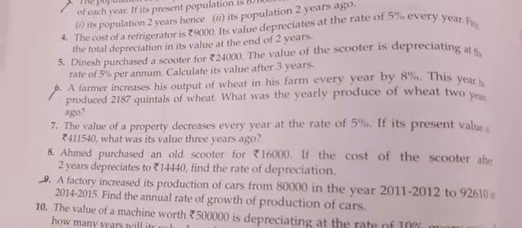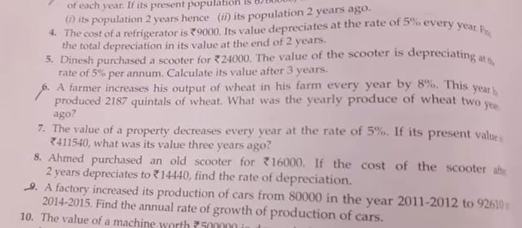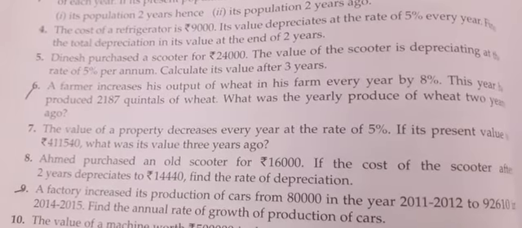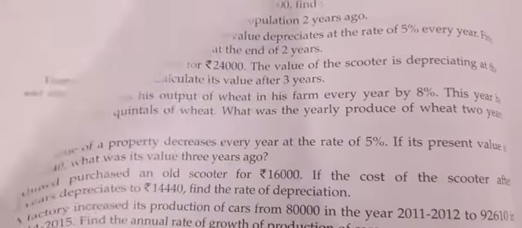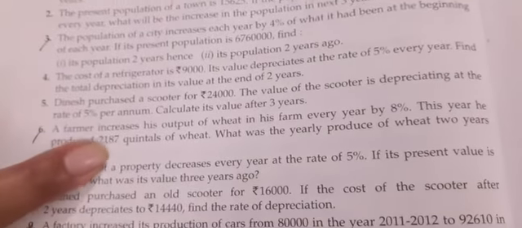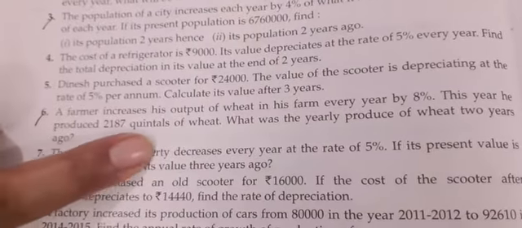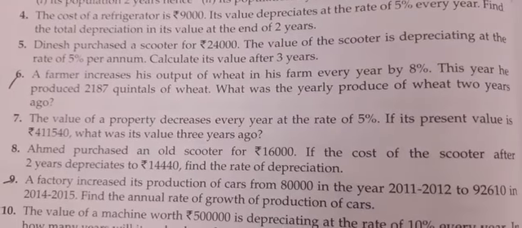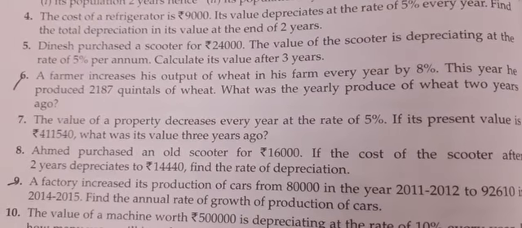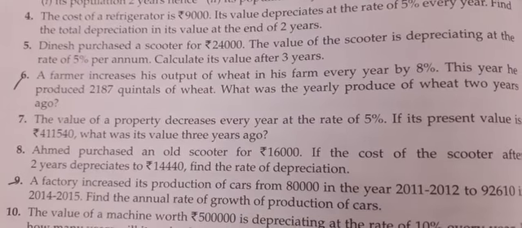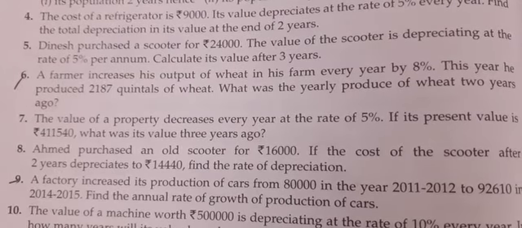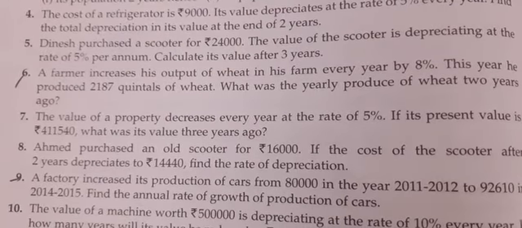A farmer increases his output of wheat in his farm every year by 8%. His production every year increases by 8%, that is the growth rate. This year he produced 2187 quintals of wheat. This is this year's production. What was the yearly produce of wheat 2 years ago? So we have to find out what was the production of wheat in his field 2 years ago. So let's see how we'll solve the sum.